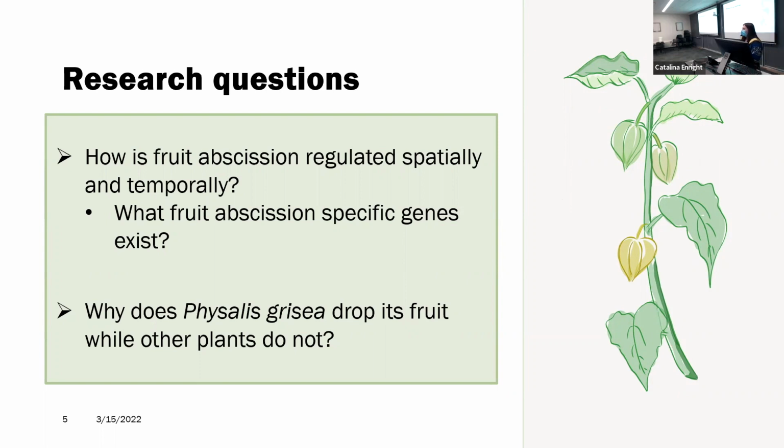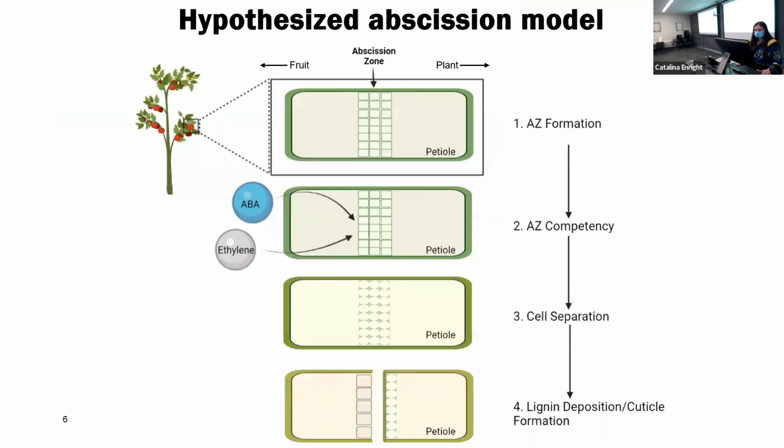And what I mean by this is that tomato will have this abscission zone that forms on the pedicel as well, but it's not raining fruit, kind of like how Physalis does. So to get everyone oriented exactly on what abscission is, here's a hypothesized model that I've created to outline the 4 different steps of abscission.